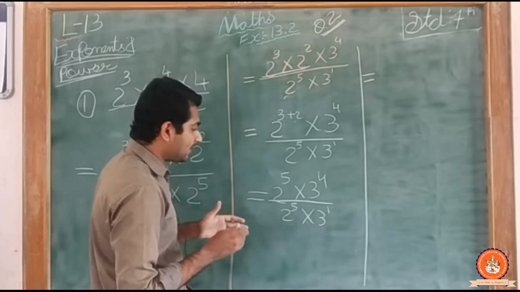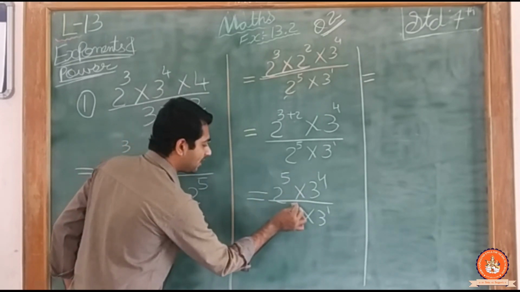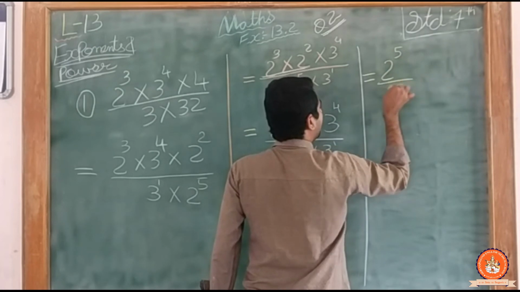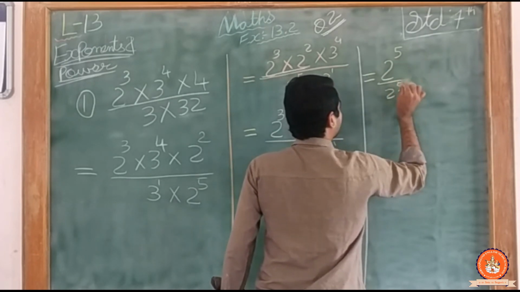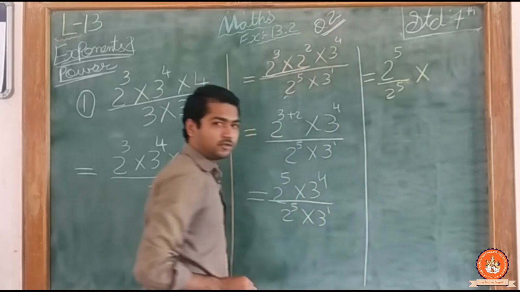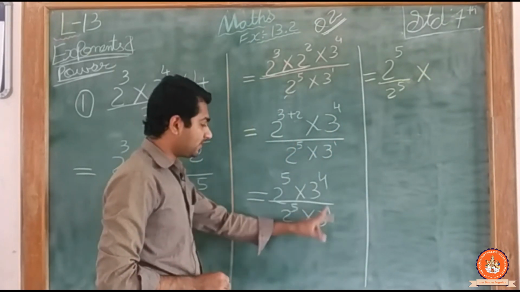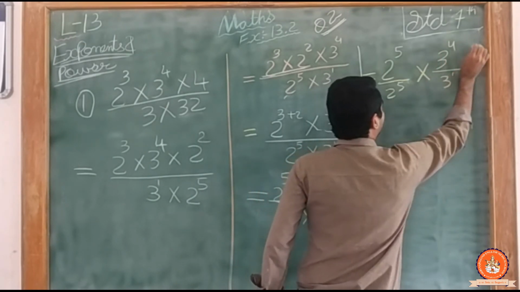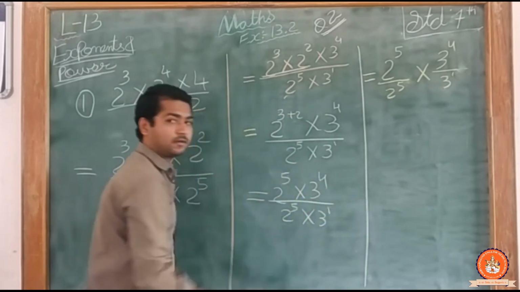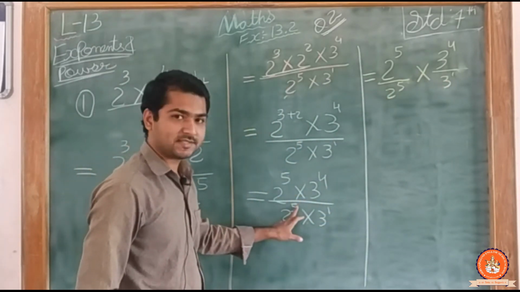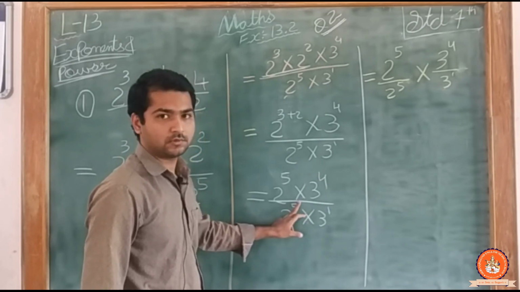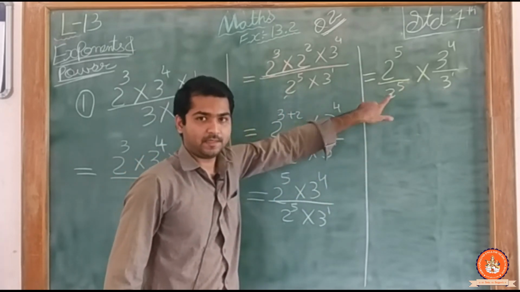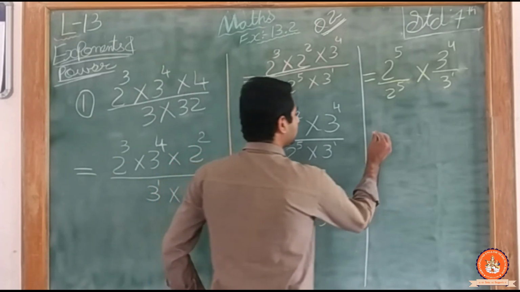How will I separate? I will separate similar terms. That means 2 raised to 5 divided by 2 raised to 5, multiply, separated in between. Then 3 raised to 4 divided by 3 raised to 1. If I have a multiply sign in between, up and down, numerator and denominator, I can separate like this. These both are the same. It's the rules of mathematics. Clear?